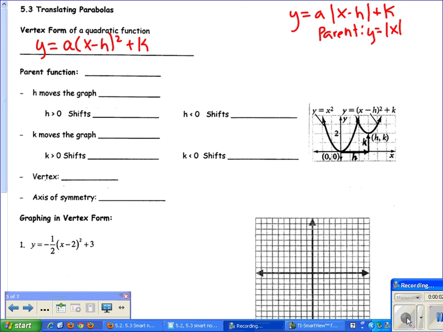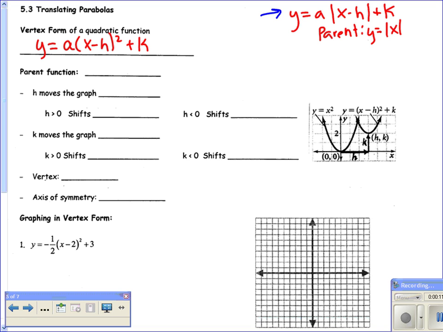Section 5.3, Translating Parabolas. Now, if you remember when early in the year we were graphing absolute value equations, we had this equation right here, y equals a times the absolute value of x minus h plus k, and remember our vertex that we said was h comma k. And the parent graph, which is the smallest graph of this function, which goes through the origin, was y equals the absolute value of x.